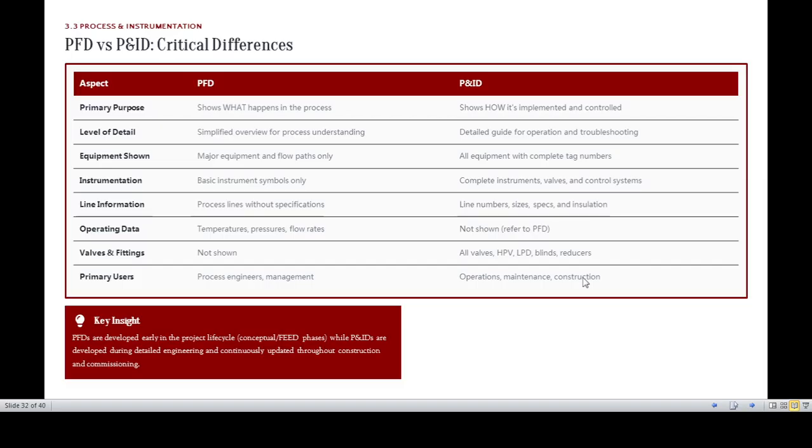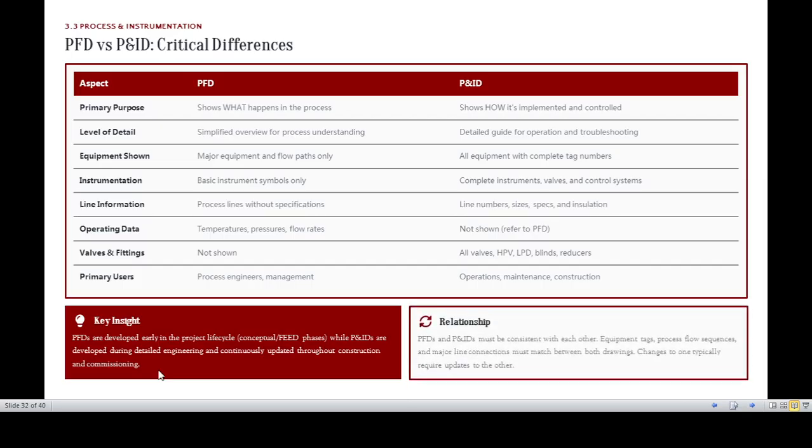PFDs are developed early in the project life cycle, as we mentioned, in the conceptual or FEED phase, while P&IDs are developed during detailed engineering and continuously updated throughout construction and commissioning. In case a HAZOP is made, or a modification is required, it is updated.